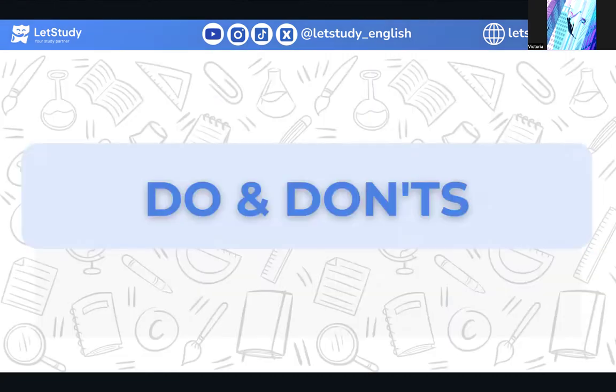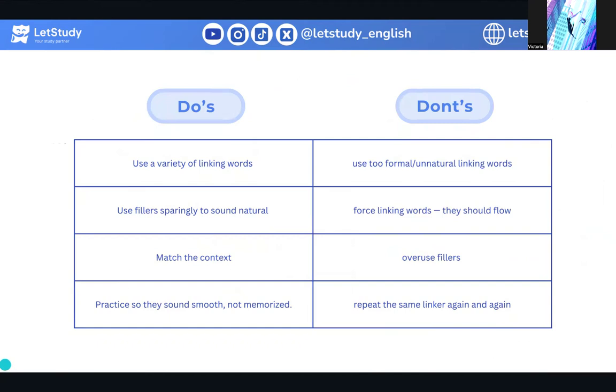Okay, now on to the do's and don'ts. Jadi, apa do's and don'ts of linking words and fillers? First of all, use a variety of linking words. Jadi, kalian harus menggunakan linking words yang jangan hafal-hafal juga tuh menggunakan kebanyakan. Yang penting 1-2 aja yang kalian bisa ganti-ganti. Do use fillers sparingly to sound natural.